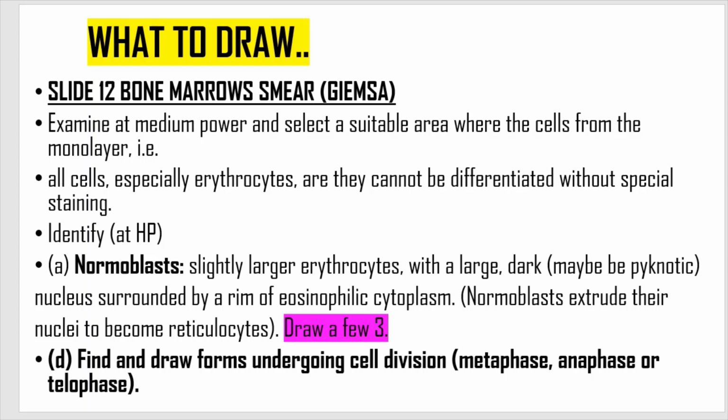The normoblasts. The normoblasts are slightly larger erythrocytes with this characteristic: a dark, large nucleus surrounded by a rim of eosinophilic cytoplasm, meaning that the cytoplasm is red. Okay. When the normoblasts expel their nuclei, they become mature erythrocytes. So you draw at least 3 of them. And then find and draw forms undergoing cell division. So the normoblasts that are undergoing cell division.